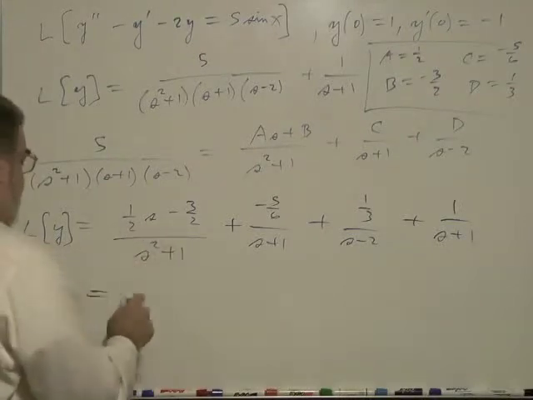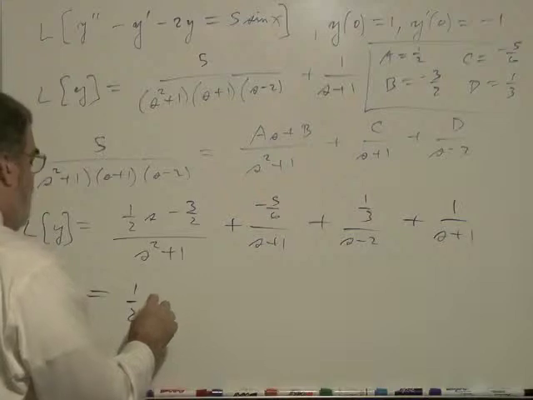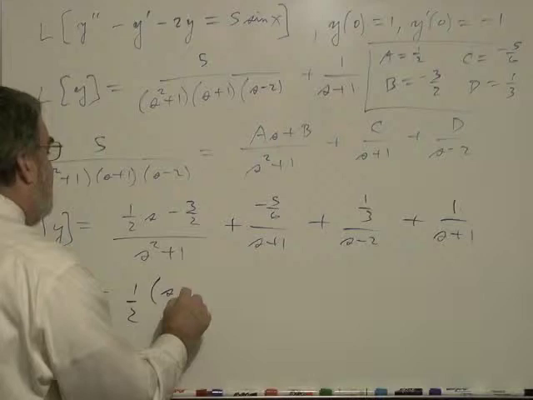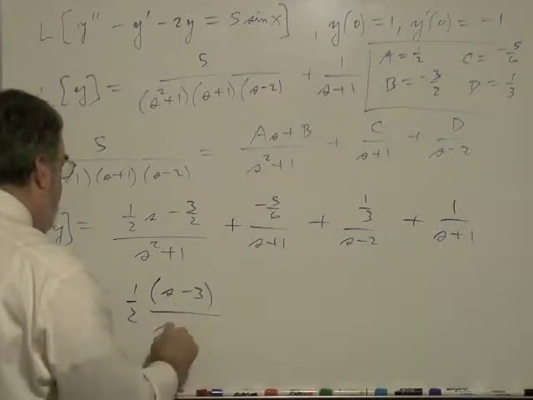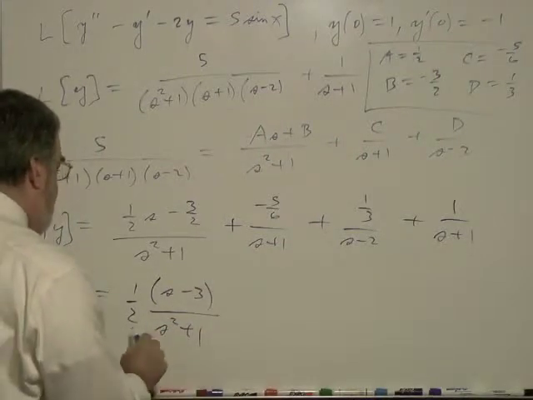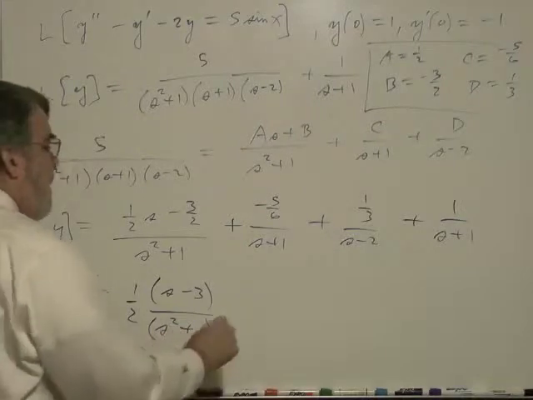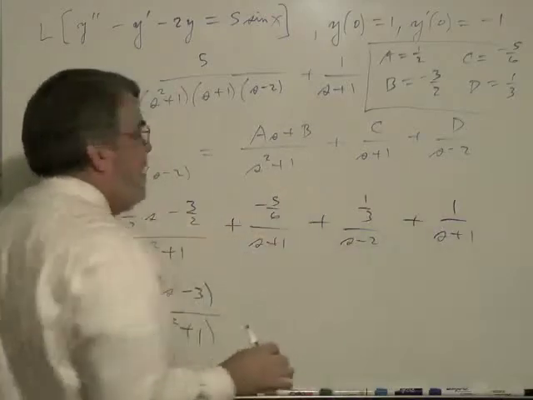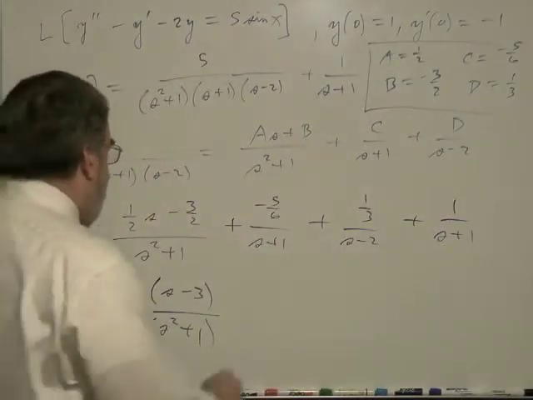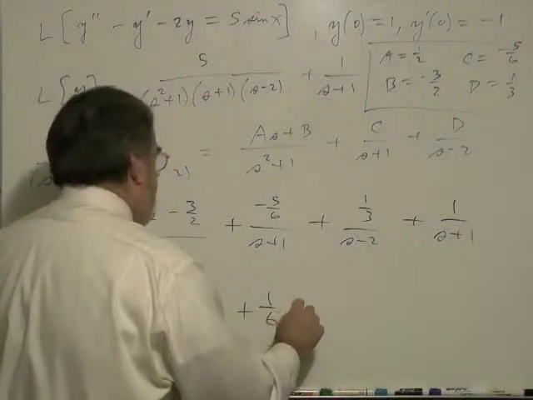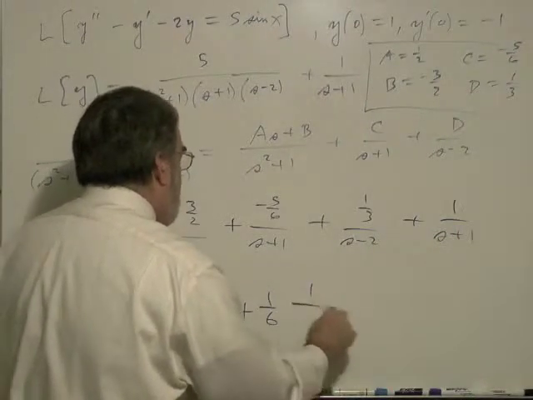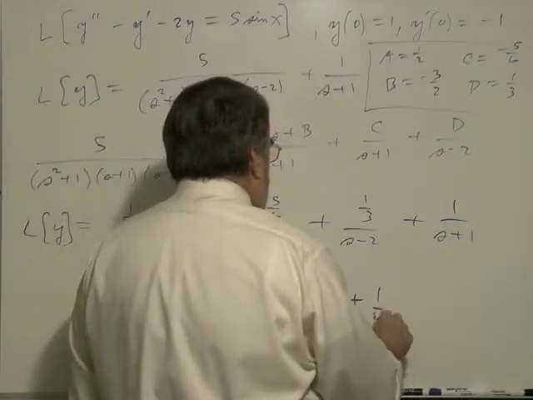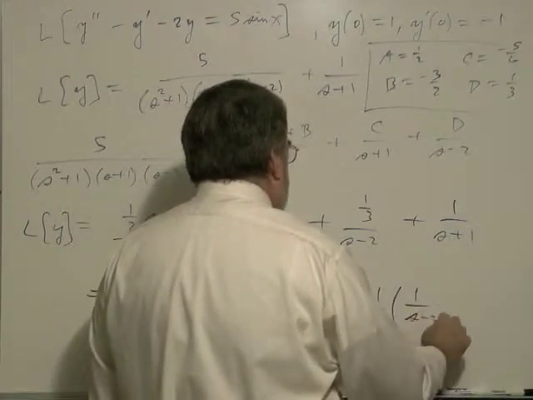We can factor out a 1/2 here. So I have 1/2 times, on top we have s minus 3 over s squared plus 1. And then over here, I have these two terms combined, so I have 1 and then minus 5/6 makes a positive 1/6, so plus 1/6 times 1 over s plus 1, and then 1/3 times 1 over s minus 2.